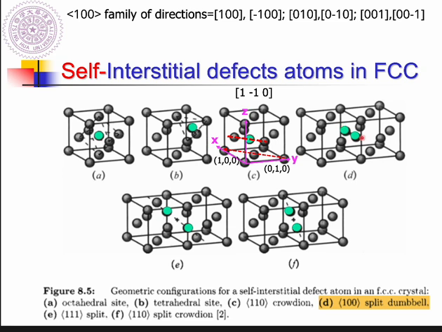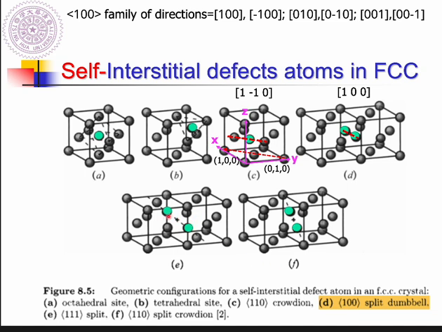And if it belongs to here, they just directly share the one lattice point. If you link them together, the direction you get here will be along the x-axis. So this type of defect we call a split dumbbell. And based on the vector direction, we call it a 100 split dumbbell.